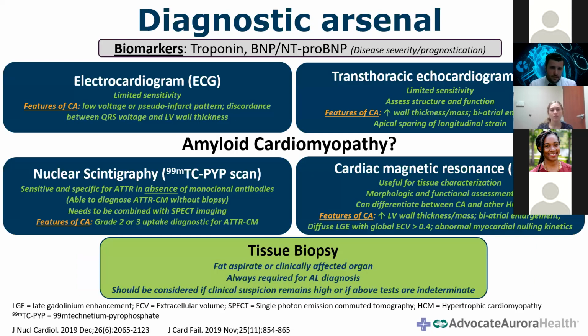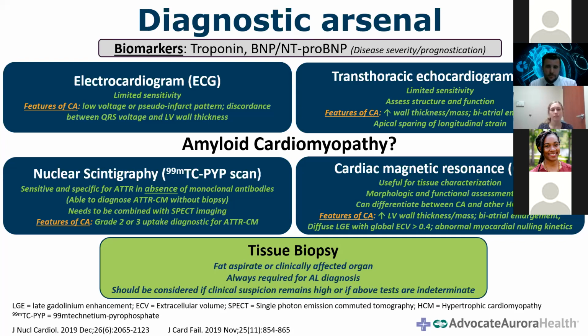So after you suspect cardiac amyloidosis, there is a vast diagnostic armamentarium to help you establish a diagnosis. Cardiac biomarkers and renal function should be obtained in all patients, and they're used to stage the severity of disease and patient prognosis. An electrocardiogram may show pseudoinfarct patterns or low voltage, though it does lack sensitivity.